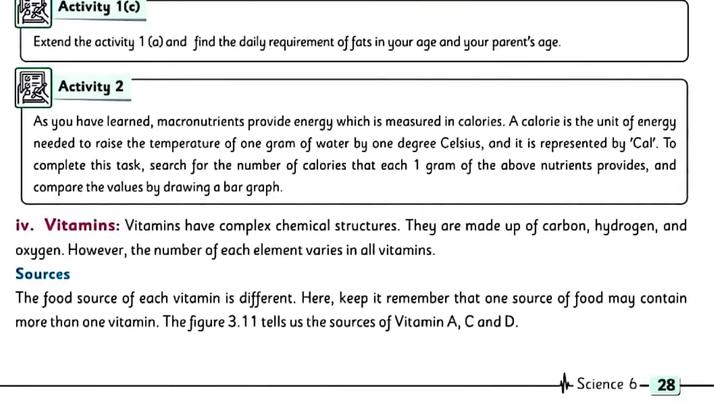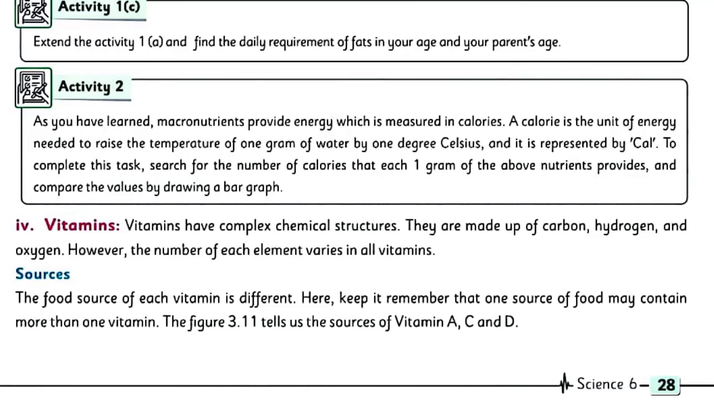4. Vitamins. Vitamins have complex chemical structures. They are made up of carbon, hydrogen, and oxygen. However, the number of each element varies in all vitamins. Sources. The food source of each vitamin is different. Here, remember that one source of food may contain more than one vitamin.